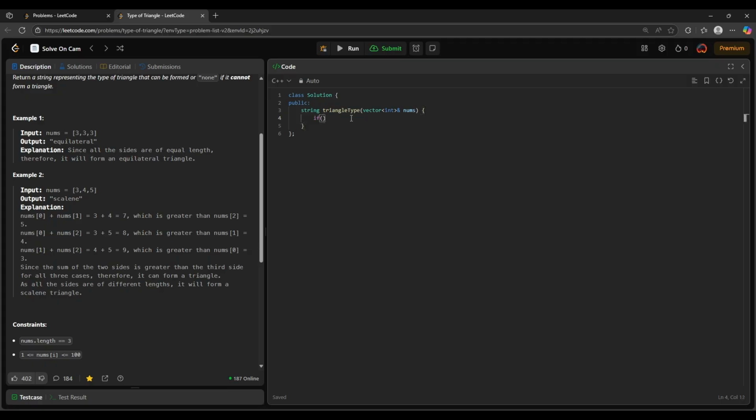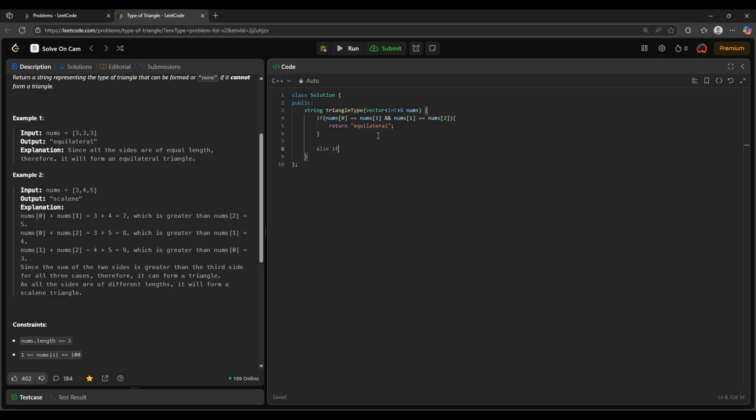That would be if, since we only have three sides, we can check nums0 equals nums1 and nums1 is equal to nums2, because if nums0 is equal to nums1 and nums1 is equal to nums2, therefore nums0 and nums2 are also equal. So we can return this.